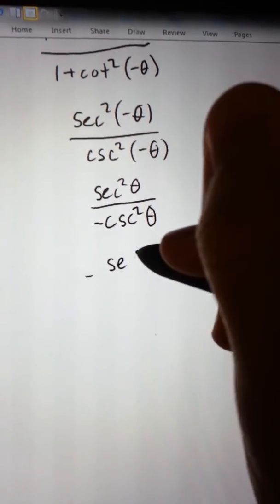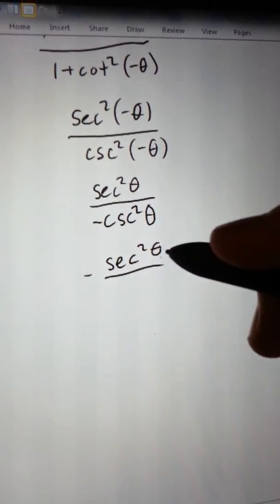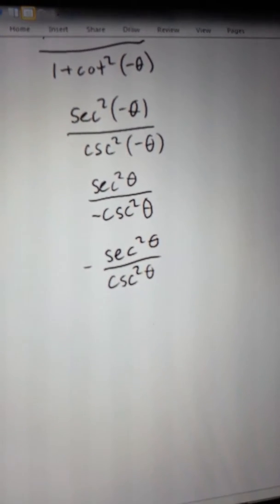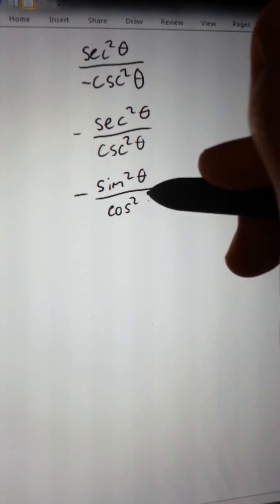So from here we can just move this negative out front, and it's just negative secant squared theta over cosecant squared theta. And then using the reciprocal identities, we can determine that this is equal to negative sine squared theta over cosine squared theta. And from here we can use the Pythagorean identities again to determine that this is equal to negative (1 minus cosine squared theta) over cosine squared theta.